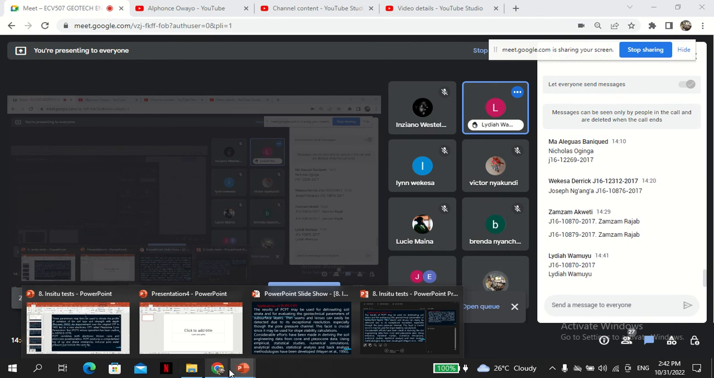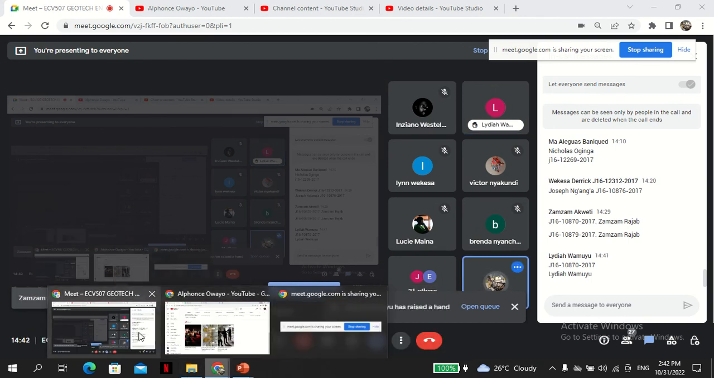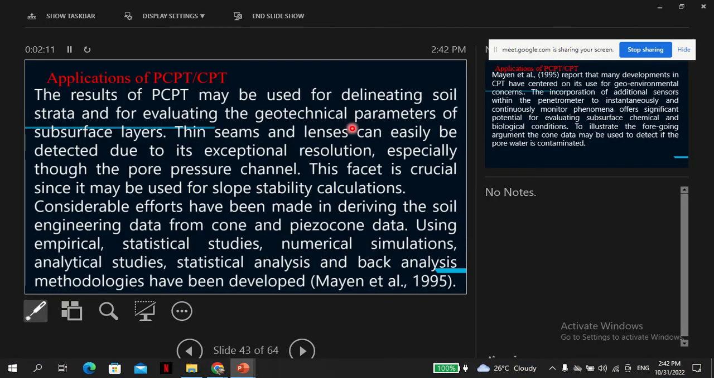It's typically very difficult to detect if you don't have an advanced system. So the PCPT is quite advanced. You can identify or recognize such thin lenses. The results of PCPT may be used for delineating soil strata, for evaluating geotechnical parameters of subsurface.